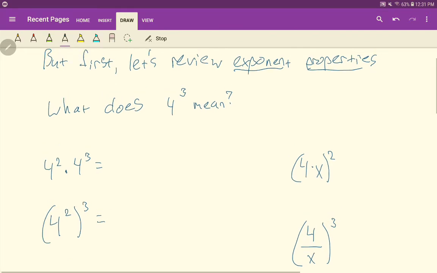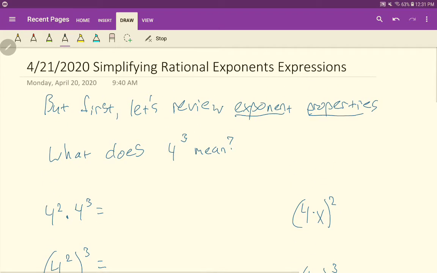Before we get into simplifying rational exponents, we're going to talk about reviewing our exponent properties first, because it's super important to remember those. So when we start out here, let's just answer this question. What does 4 to the third mean? Go ahead, pause the video and answer that question. What does it mean to do?